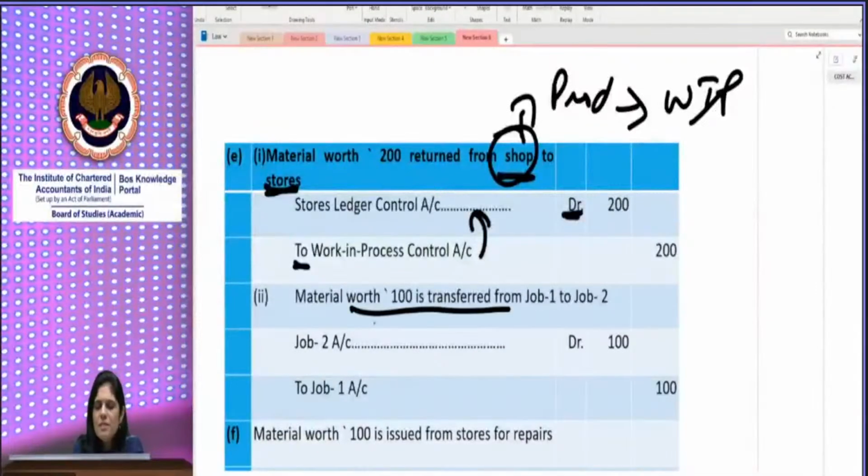Material worth rupees is transferred from job 1 to job 2. So job 2, which is receiving, will be debited and job 1, which is giving, will be credited. So the receiving control account will be debited and the giving control account will be credited.